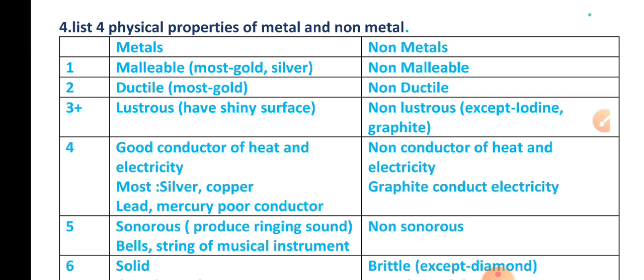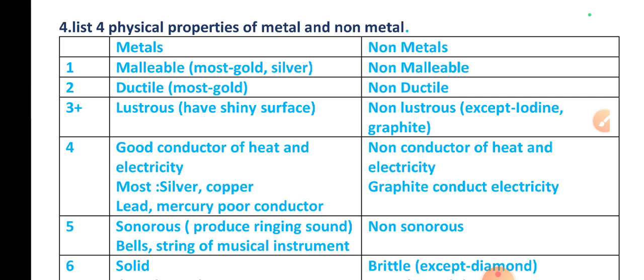Then metals are ductile. Most ductile metal is gold, because from 1 gram of gold we can draw a thin wire up to 2 kilometers. That's a highly ductile metal, gold.